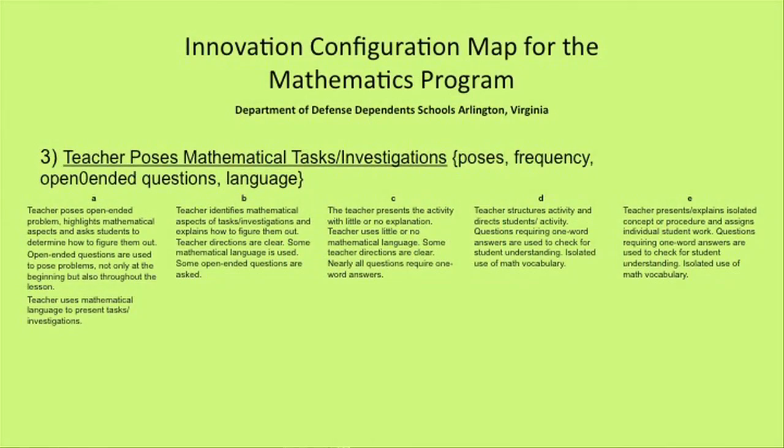The next construct, innovation configurations, takes a little more explanation. This is the one where we're talking about the innovation. So this measurement is going to be innovation specific. And so we build what we call an innovation configuration map.